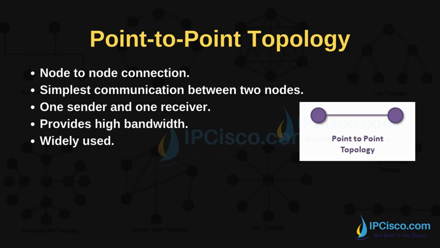At a time, one node is sender and the other is receiver in this topology. Point-to-point topology provides high bandwidth because the media is not shared with any other devices. It is widely used in networks.